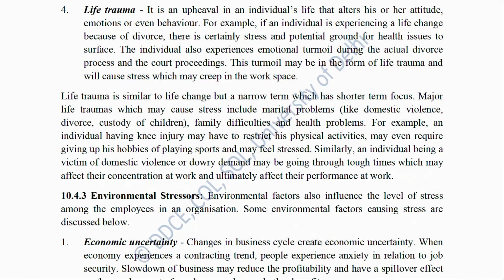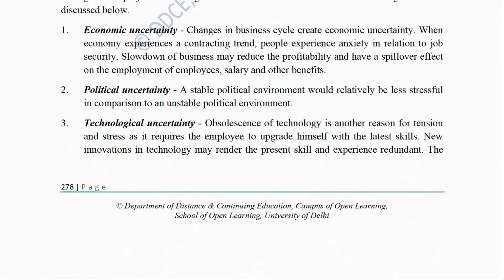10.4.3 Environmental stressors. Environmental stressors also influence the level of stress among the employees in an organization. Some environmental factors causing stress are discussed below. First, economic uncertainty. Changes in business cycle create economic uncertainty. When economy experience a contracting trend, people experience anxiety in relation to job security. Slowdown of business may reduce the profitability and have a spillover effect on the employment of employees, salary, and other benefits.